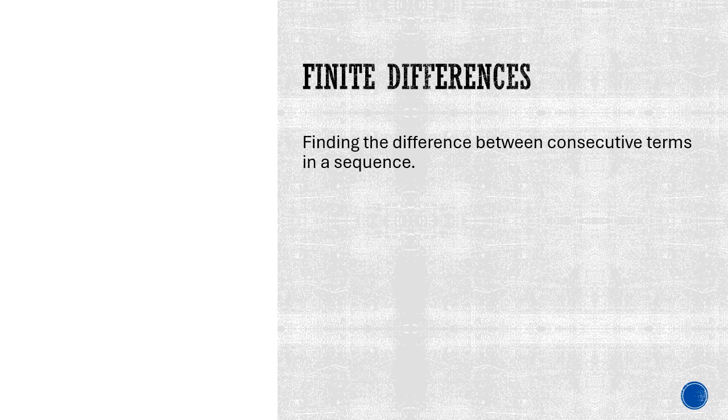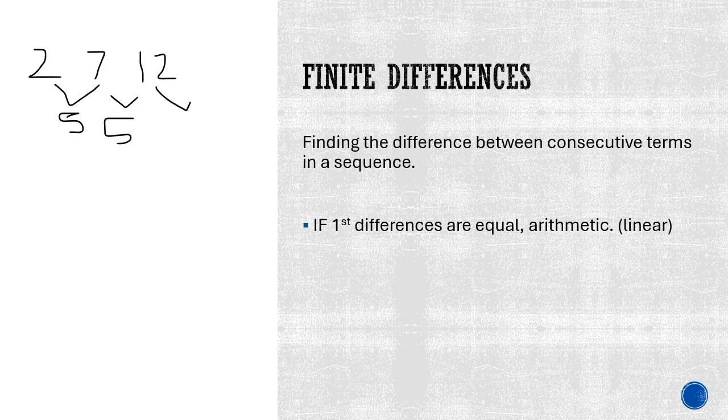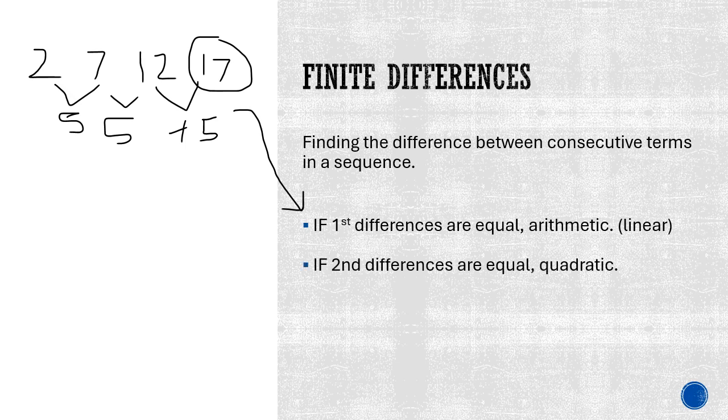Finding the difference between consecutive terms in a sequence is called finite differences. If the first differences are equal, the sequence is arithmetic or linear. Here's an example. Each of those numbers differs by 5, so I can add 5 to get the next number. If the second differences are equal, the sequence is quadratic.